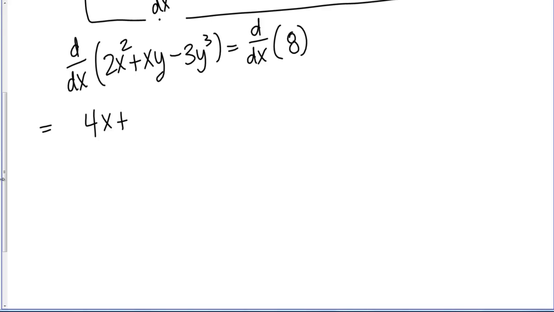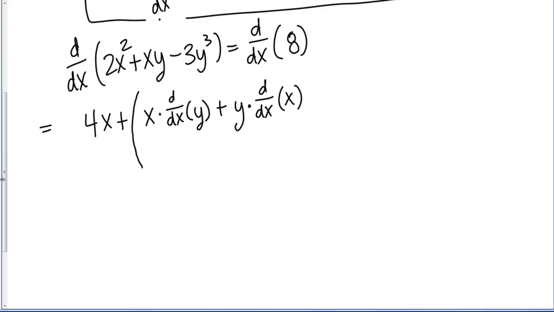Now the derivative of xy, I'm going to put this in brackets and take it step by step. This is a product of x and y, so I'm going to need to use the product rule. I'm going to write it out as first times the derivative of the second, so x times dx of y, plus the second, y, times the derivative dx of the first, x. That's just the product rule applied to x times y, and we'll come back and work on that a little more in a second.